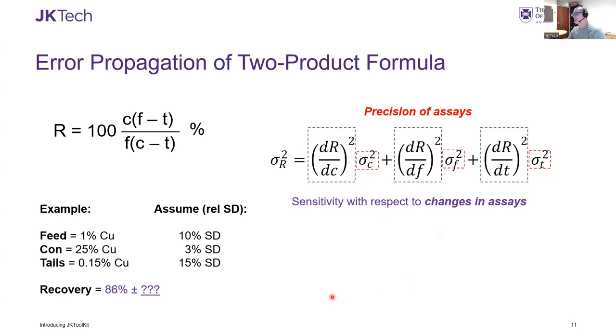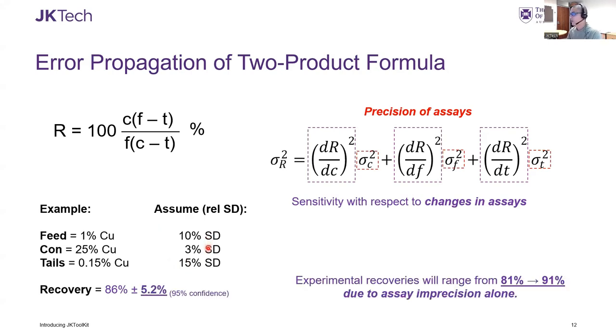In our example, we'll assume some typical uncertainties, or SDs, for each assay, so relative errors of 10, 3, and 15% for these streams. And when you plug all of this info into the error propagation formula, what you'll find is that the confidence interval on this 86% recovery is plus or minus 5.2%. So that is, any single experimental recovery could range anywhere between 81% to 91%, simply due to assay imprecision alone. And this is often underappreciated. One of the ways that you can mitigate this is by doing repeat tests, but that is a story for another day.